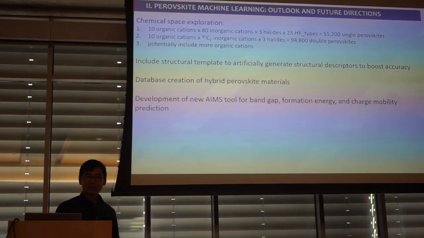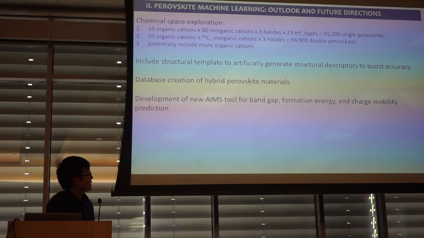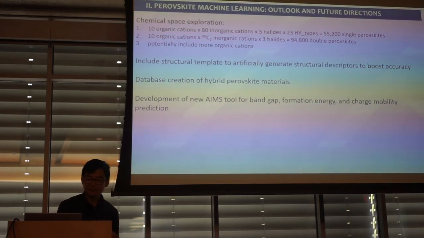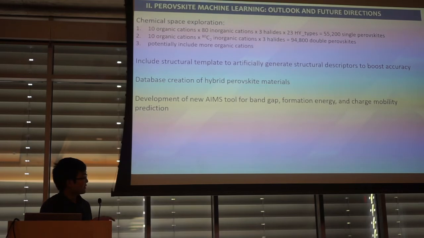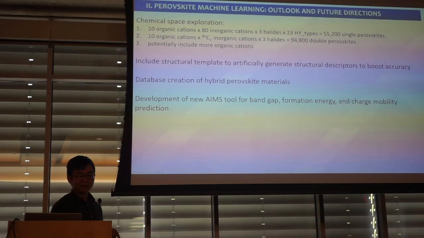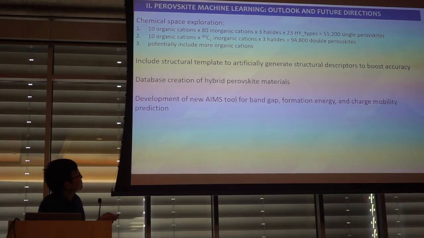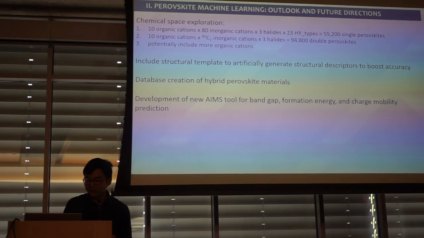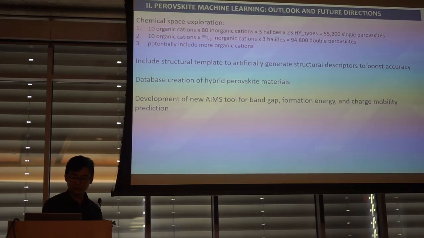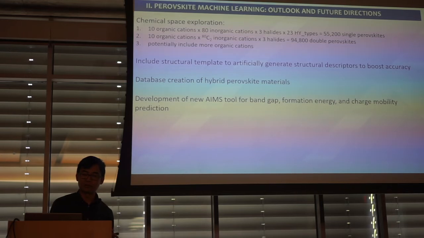Okay, so in future work, there's a number of different directions we could go if we had more time to work on this. All this work is sort of the preliminary work to design the machine learning model. In future work, we would like to apply that model to explore the chemical space. Depending on the number of atoms and cations that we're considering, we could potentially get hundreds of thousands of perovskite materials that we could study with this model. We could also think about including a structural template to artificially generate structural descriptors to boost the model accuracy.